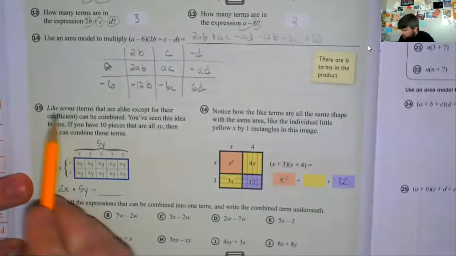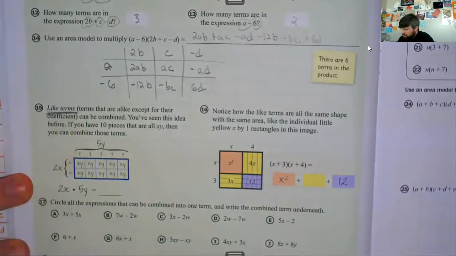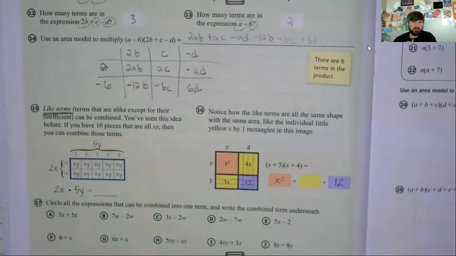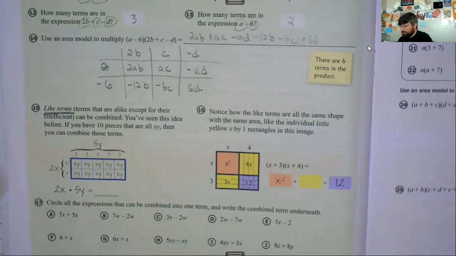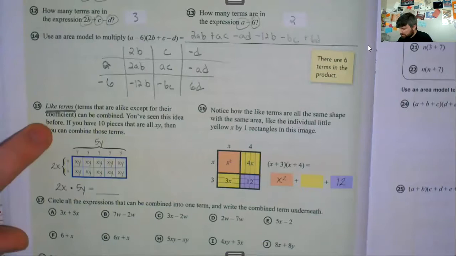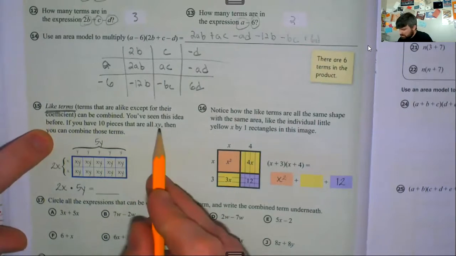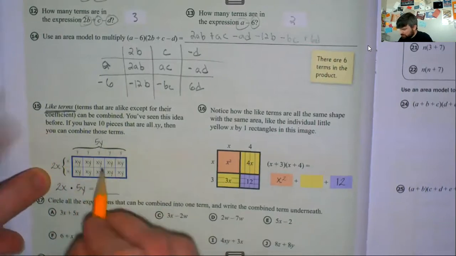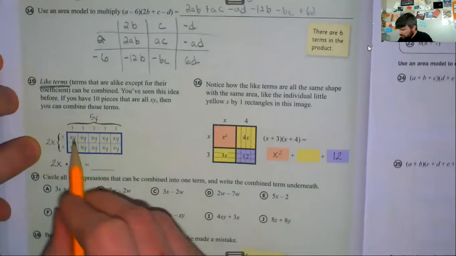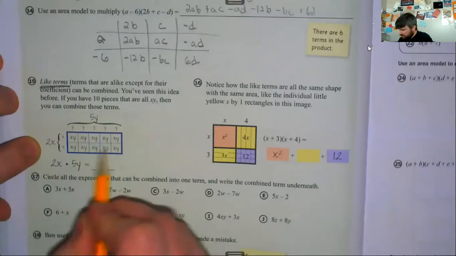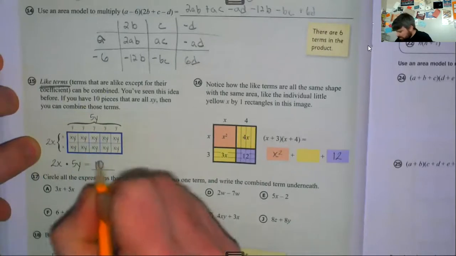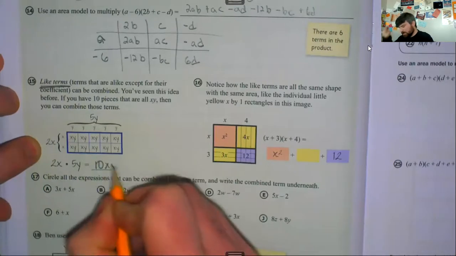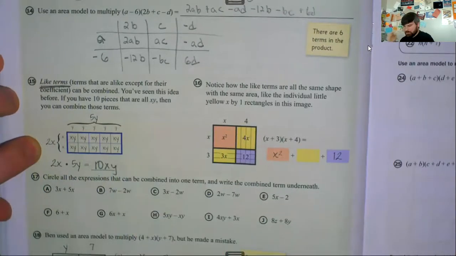Okay, here's a vocab word: like terms. Terms that are alike except for their coefficients, which means the letters are the same, but the numbers might not be, can be combined. You've seen this idea before. If you have 10 pieces that are all xy, then you can combine those terms. So we saw this in the previous lesson. Here I have 1, 2, 3, 4, 5, 6, 7, 8, 9, 10 boxes that are all xys. So I have a 10xy there.